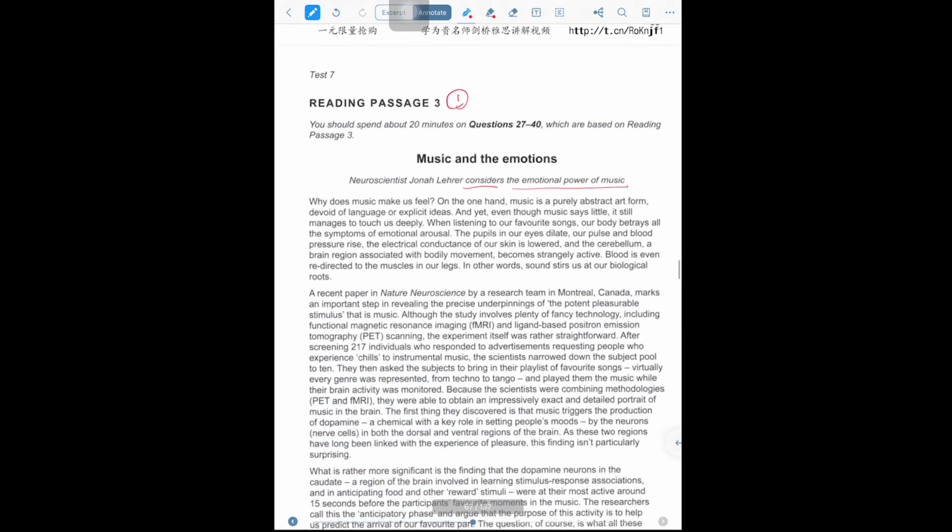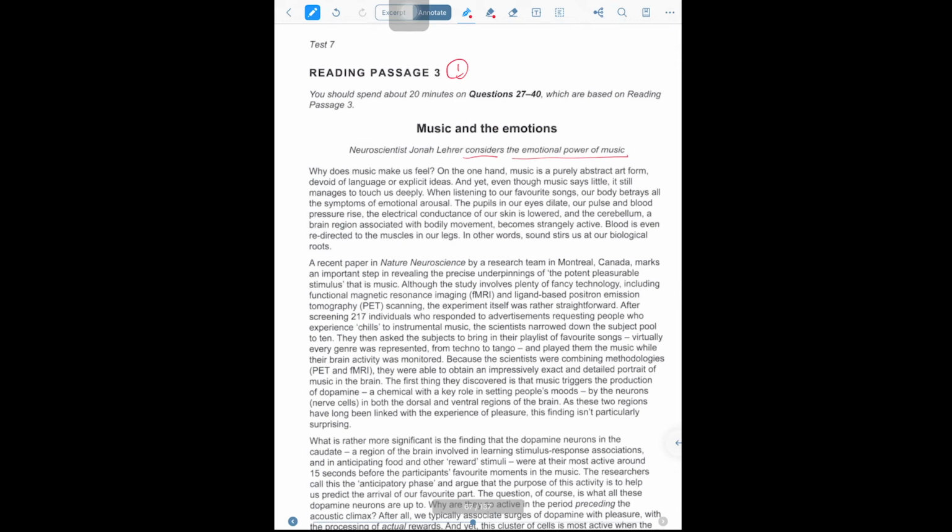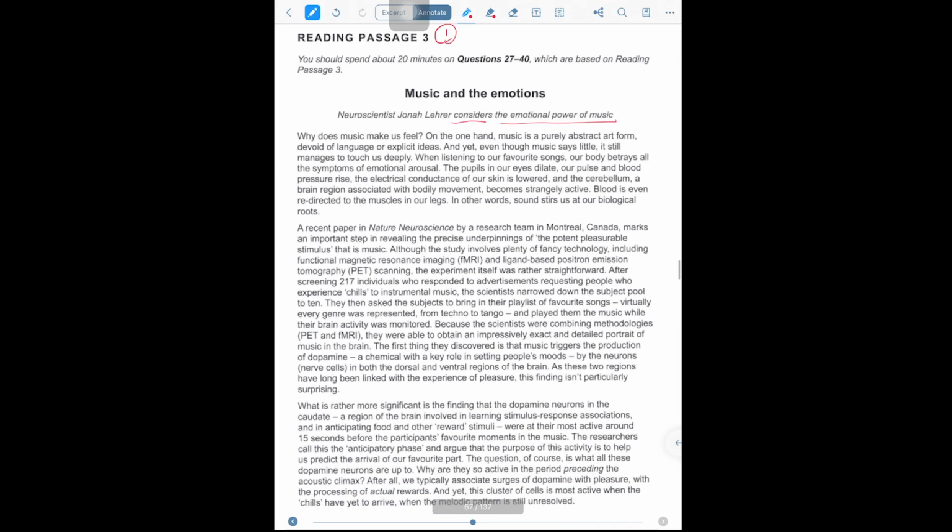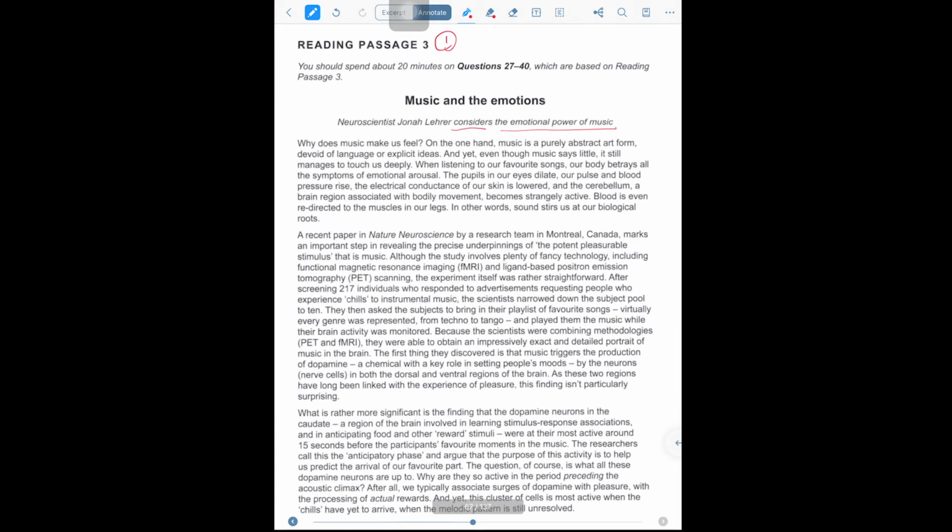So we've decided to read through passage 3 first. Now step 1 and step 2 have been completed. We have skimmed through all 3 passages, and we have read through the subtitles. The subtitle here is music and emotions.